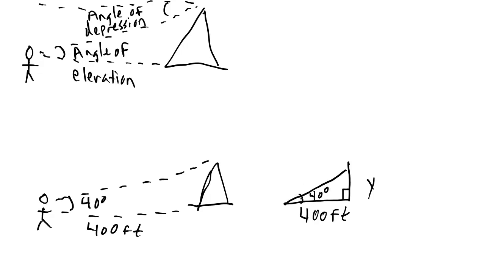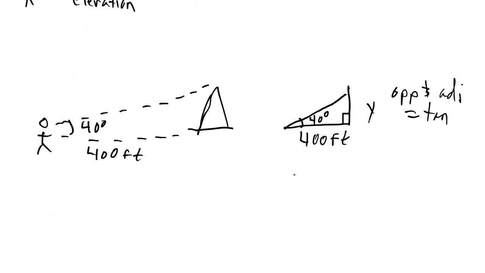This is a right triangle. We have the two legs we're looking for. Which trigonometric function relates those two legs? Cosine is adjacent over hypotenuse. Sine is opposite over hypotenuse. Tangent is opposite over adjacent. So tangent is what we're looking for. So we know that the tangent of 40 degrees will be equal to the opposite, y, over the adjacent, 400 feet.